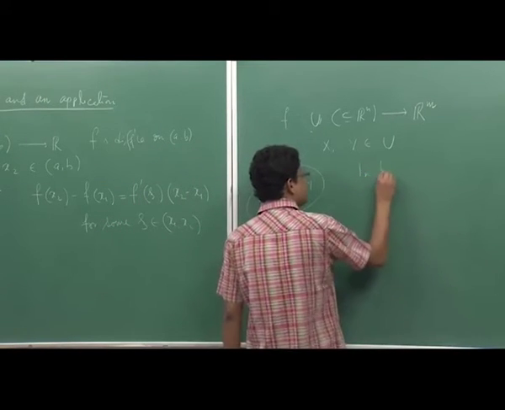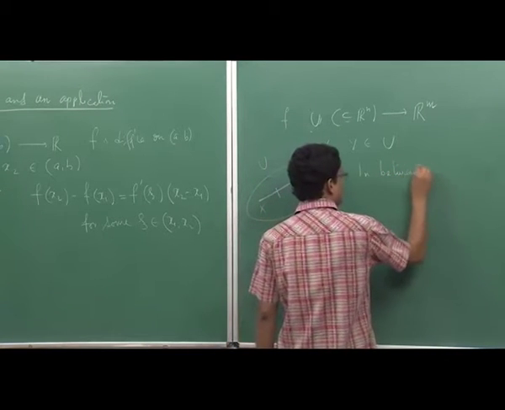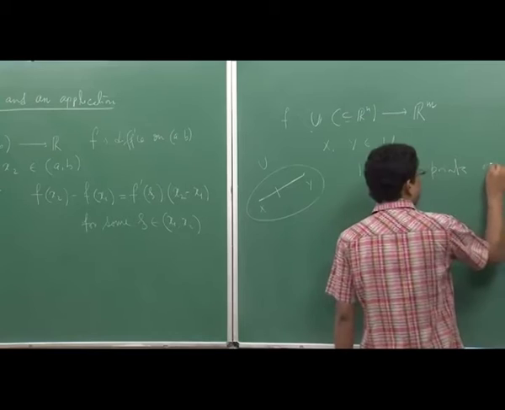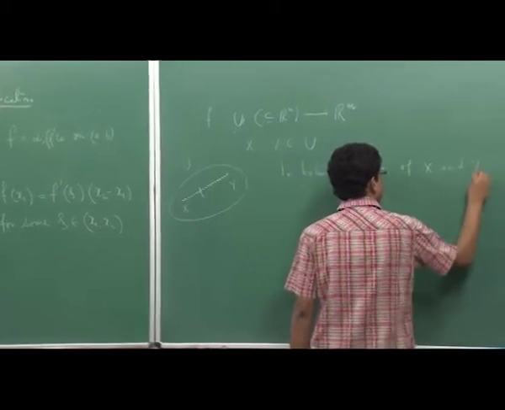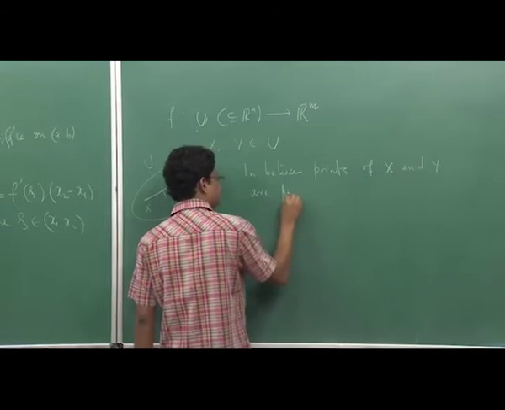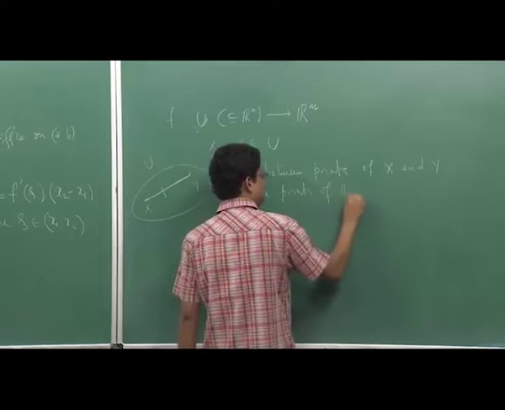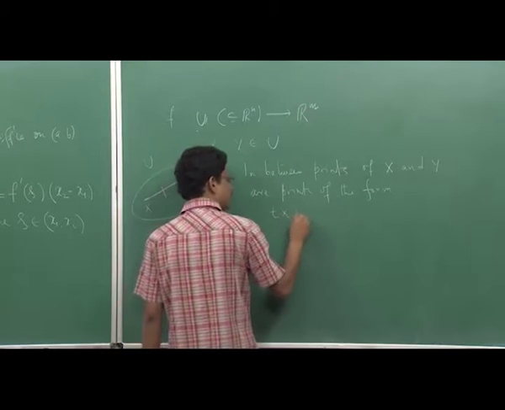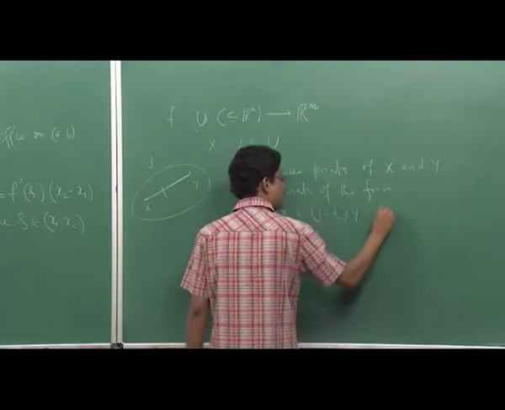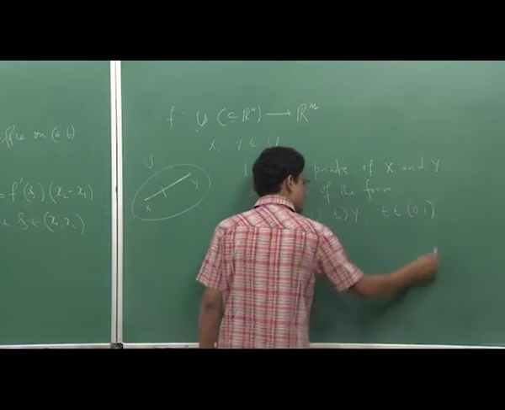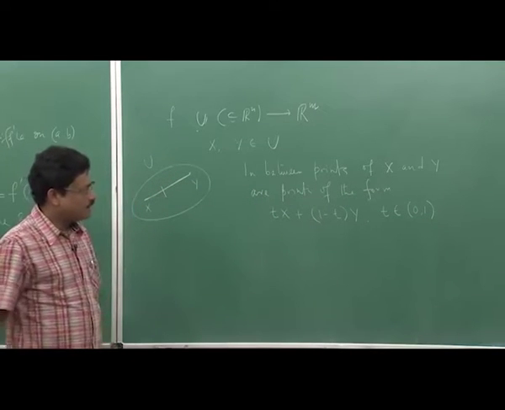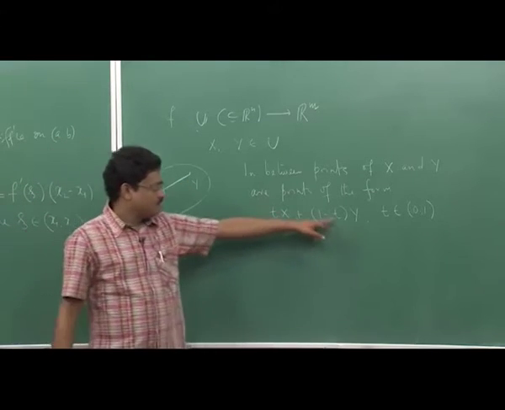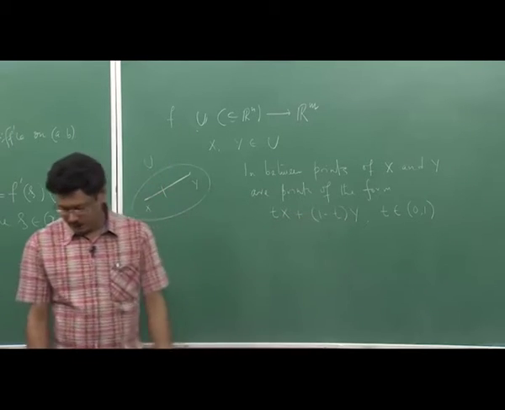So, in between points of x 1 and x 2 are points of the form, all the points in the line, that is t x plus 1 minus t y, t in 0 1. You see, if you start at 0, you are at x, and you end up at 1 at y, and in between, all these points can be expressed by t x plus 1 minus t y for some t in 0 1.